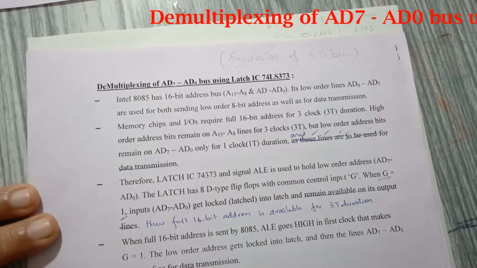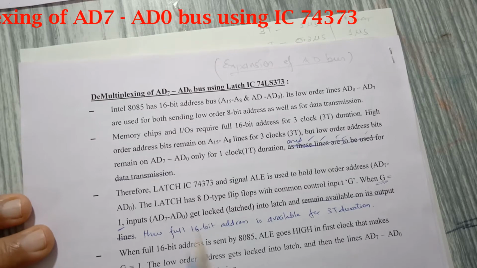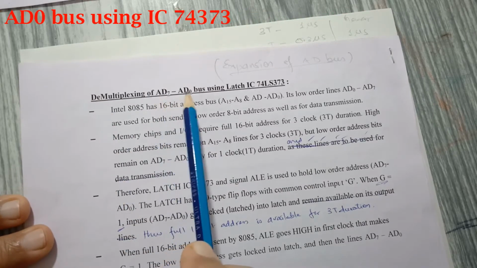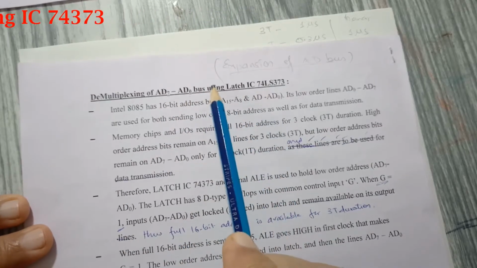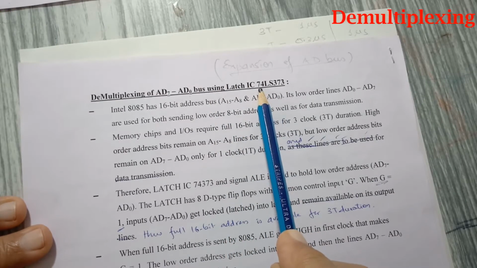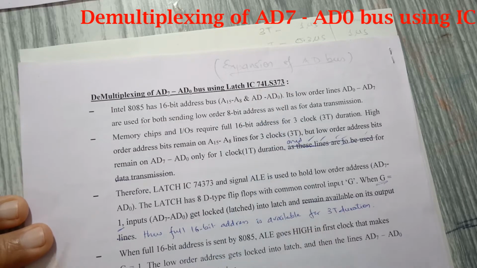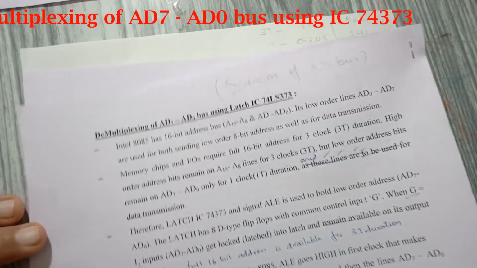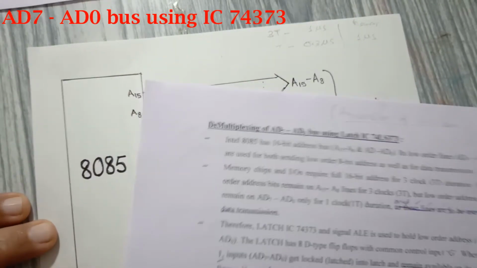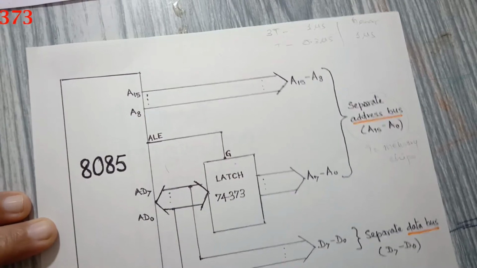In this session, we shall be discussing demultiplexing of address data bus of 8085 using a particular chip. We call it a latch, 74373. Now, let us consider what is the meaning of multiplexing and then what is the meaning of demultiplexing.